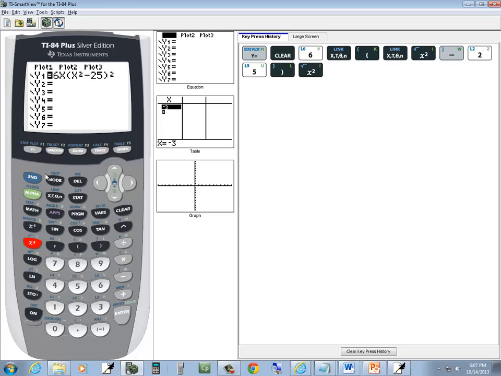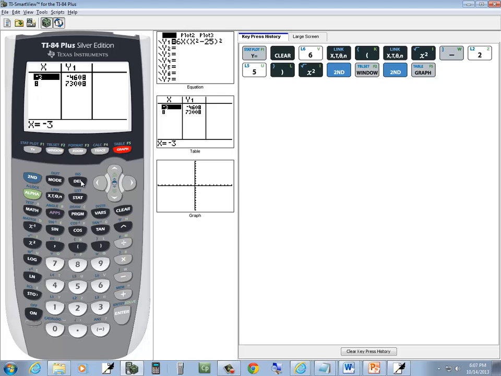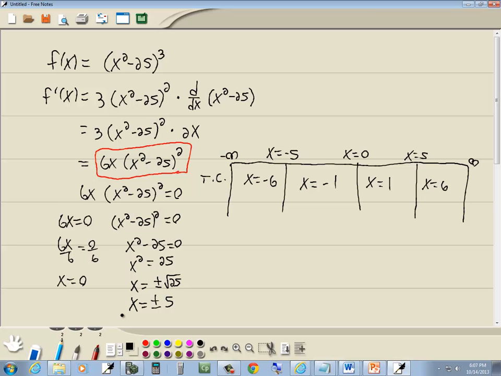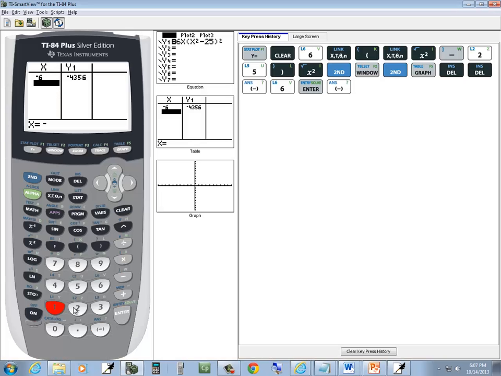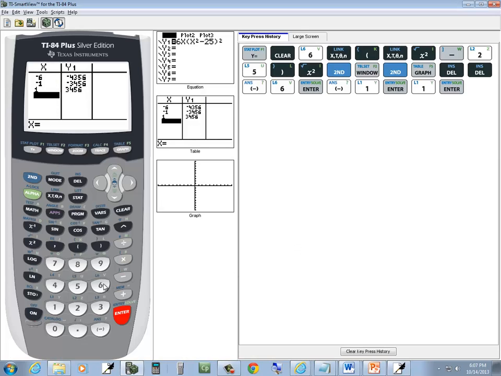Now I want to make sure my calculator is set up right for the table. So if I do second window, your table setup under independent should say ask. If it doesn't say ask, down arrow to that line, right arrow, and press enter on the ask. Then do your second graph, go in your table mode, and I got a few here, so I'll clean them out. Press delete over and over. And we want negative 6, enter, negative 1, enter, 1, enter. Just putting in all my test cases, then 6.